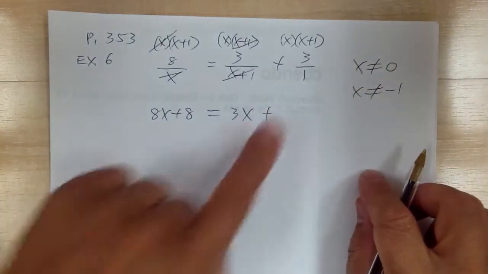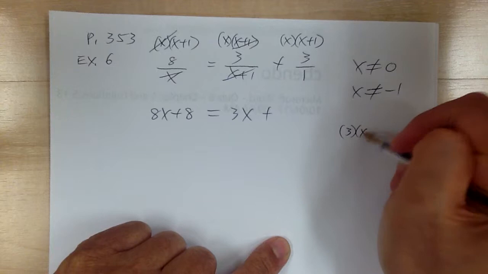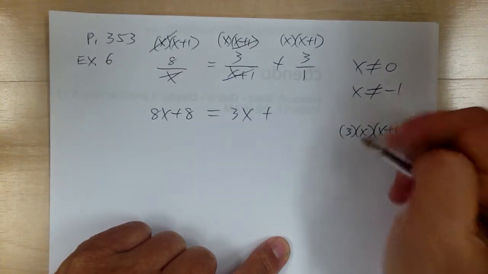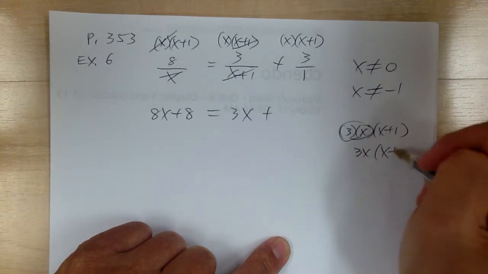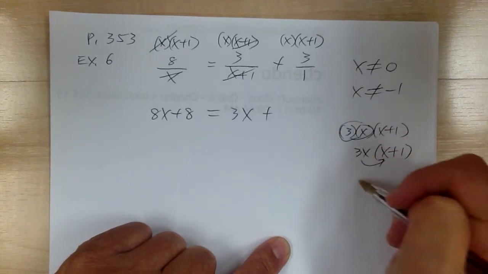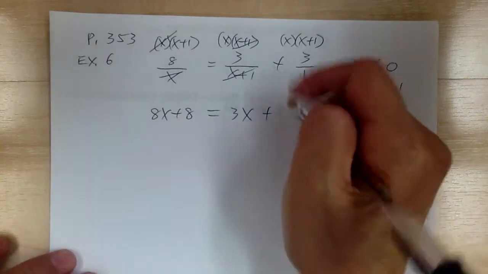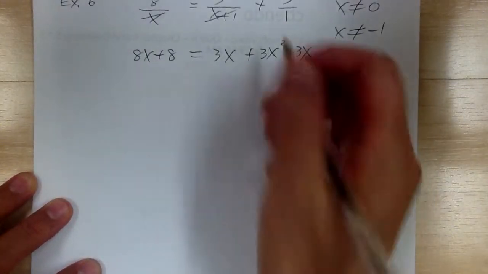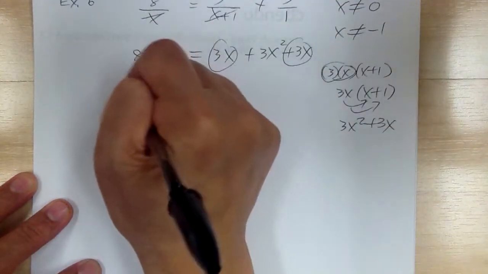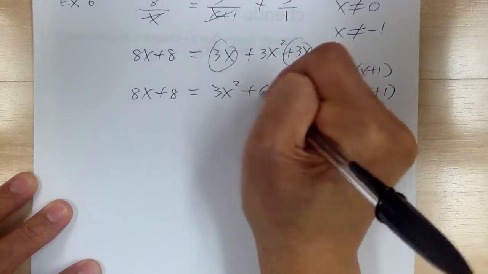Now this one over here, if you cannot do it in your head, you go off to the side, right? So you got 3, you got x plus 1, right? So you multiply this together first. So you got 3x multiplied by x plus 1. Then you distribute, so you got 3x squared plus 3x. So let's simplify things a little bit. So you got 8x plus 8 equal to 3x squared plus 6x.